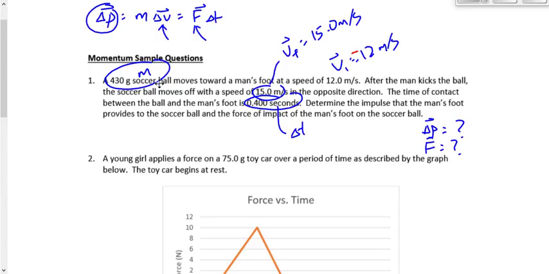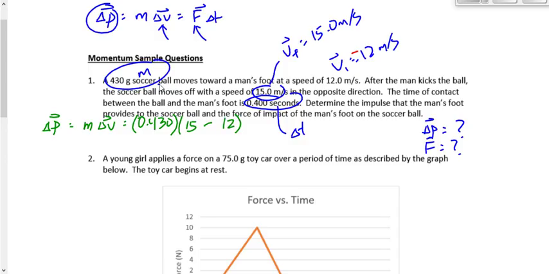All right, we're going to solve this now, solving for the impulse. We're going to say it's going to be equal to m times delta v, which is 0.430 times delta v, vf minus vi. Not 15, not 12, but rather 15 minus negative 12.